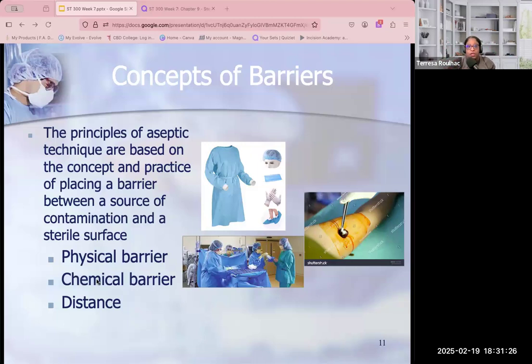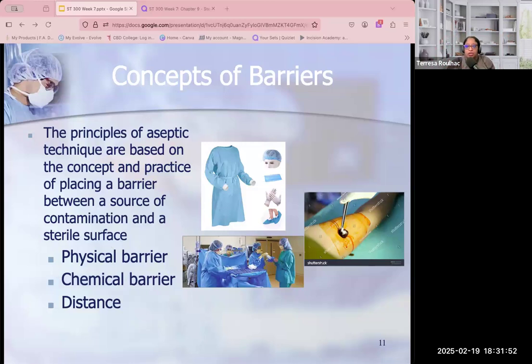That's going to be important just to avoid contamination through airborne particles, or in our case, we're looking at direct contact. All of these barriers, whether it's physical, whether it's chemical, whether we're using distance, just helps maintain a sterile field and prevent infection during our surgical procedures.